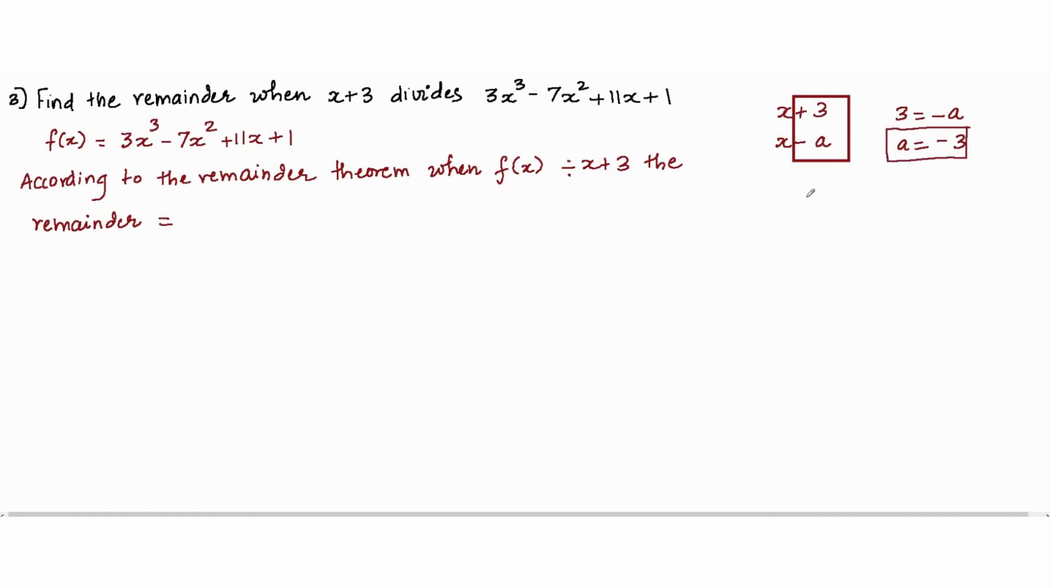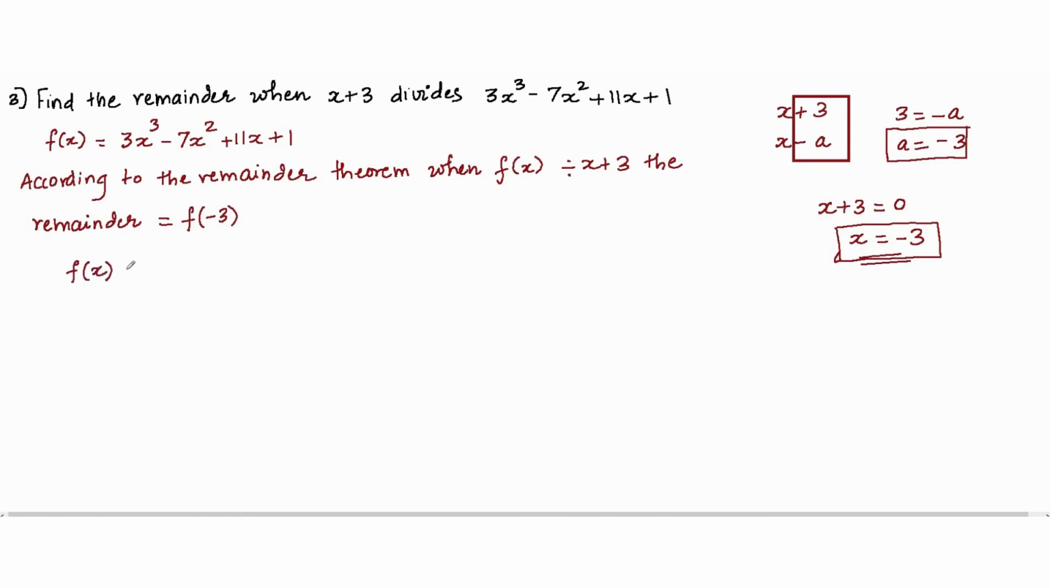Sometimes you can also equate the divisor to 0, meaning you equate x plus 3 equal to 0 and you will get x equal to minus 3, right? So this is another way of finding the value of a. So in this case, a is equal to minus 3. So the remainder is going to be given by f of minus 3. Basically it is f of a. So now let us find f of minus 3.